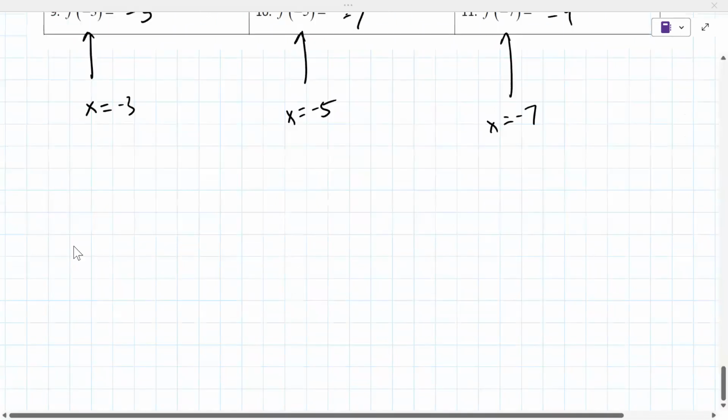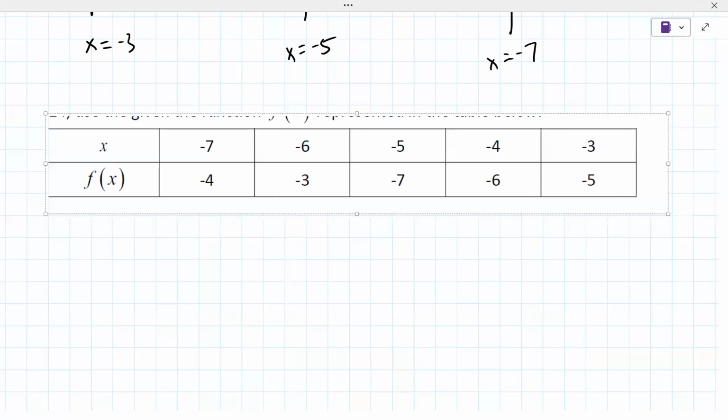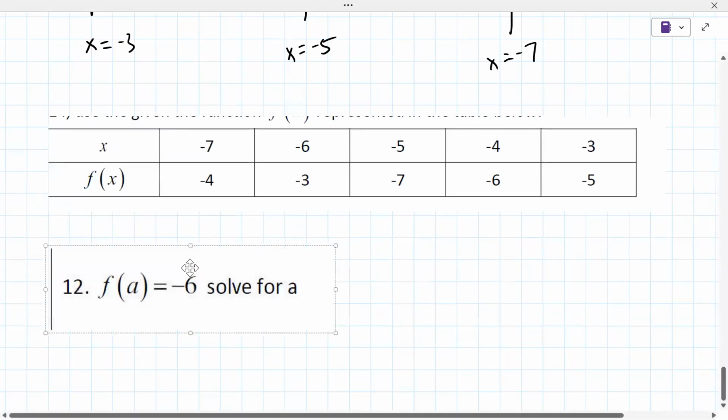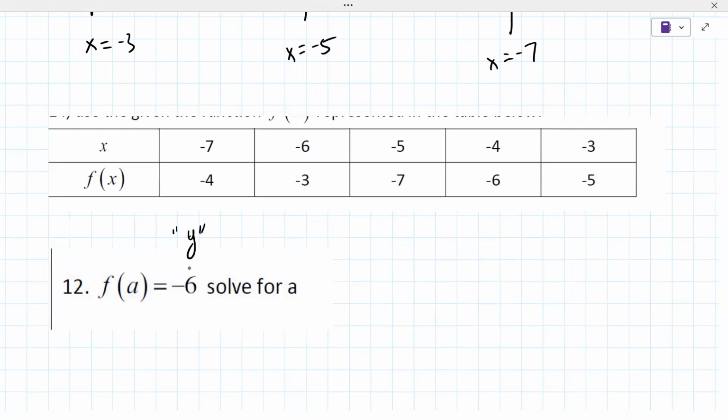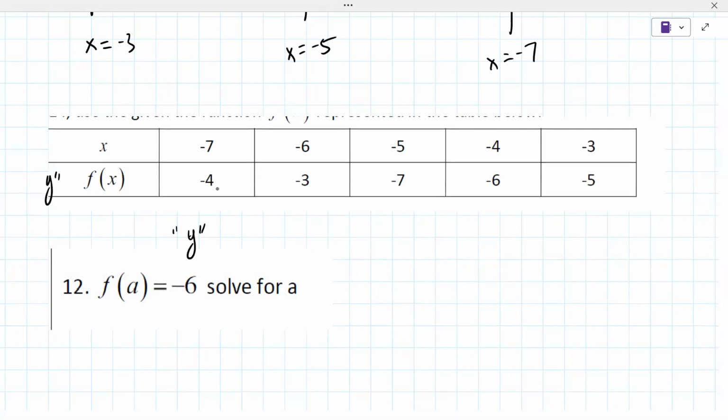I'm going to reset with the table here. And then for number 12 here, this time they're giving you the y value. This is what's confusing for students. They're giving you the y right here. So this time you're searching for -6 in the bottom. So this would be -4 then. Yeah, A is -4. Good.